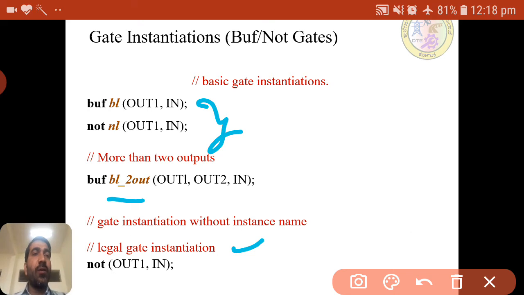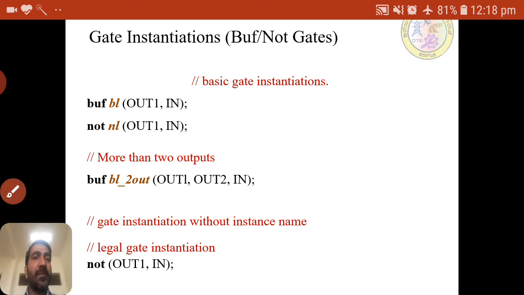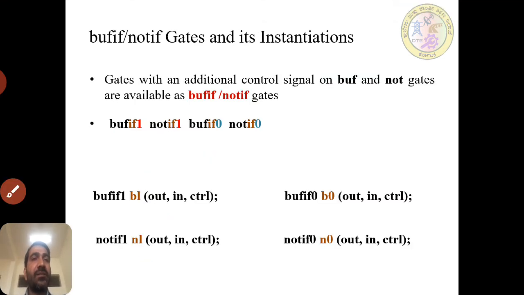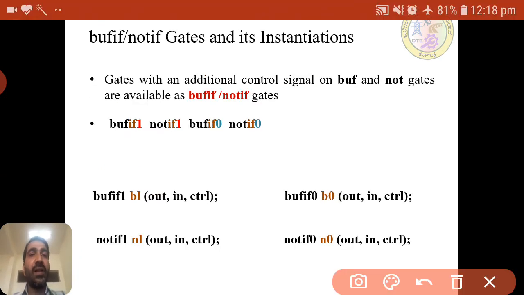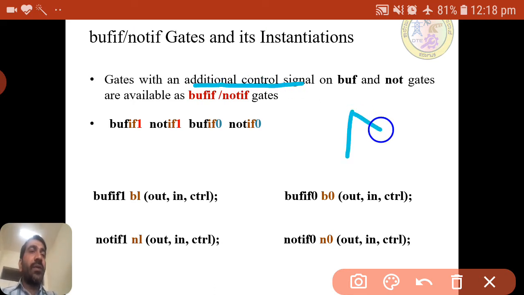Okay, and how we can write the Verilog module. So this is regarding buff and NOT. And in buff and NOT only, there are again 4 different types. That is gates with additional control signal. Okay, means whatever we have seen, buffer.